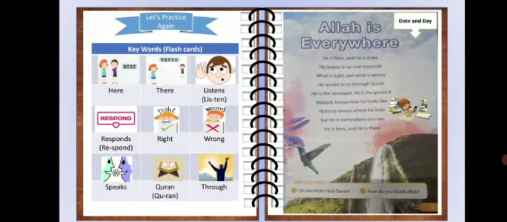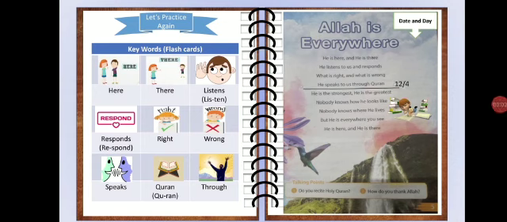So, my dear ones, let's practice these keywords again along with the flashcards. Hear. There. Listen. Respond. Right. Wrong. Speaks. Quran. Through. Now you have to practice it more and more so that you can understand all the words, and when you read the poem you can learn it easily.